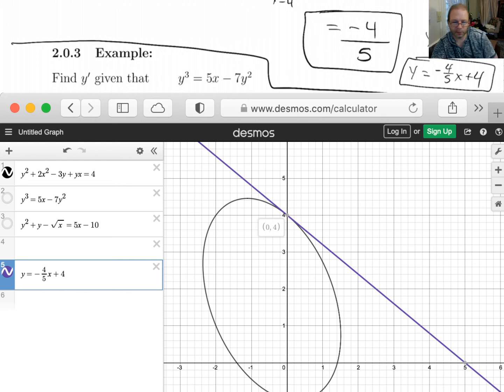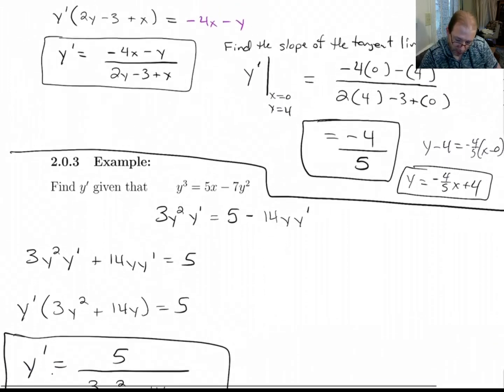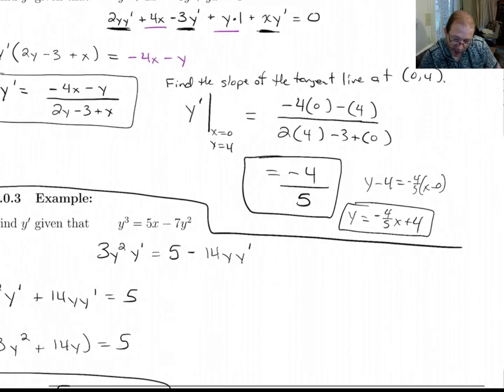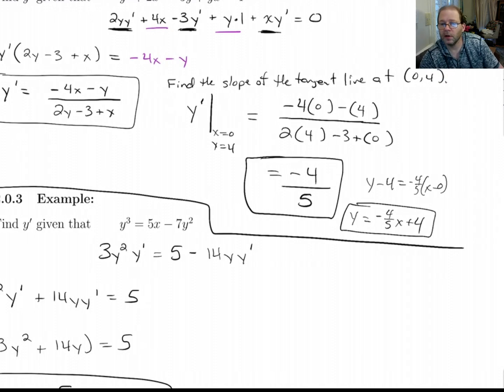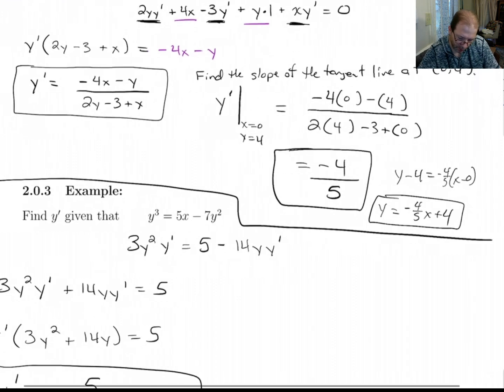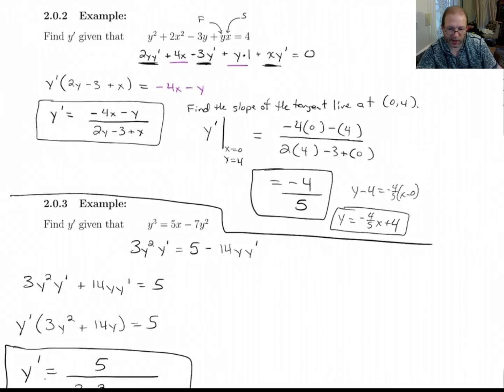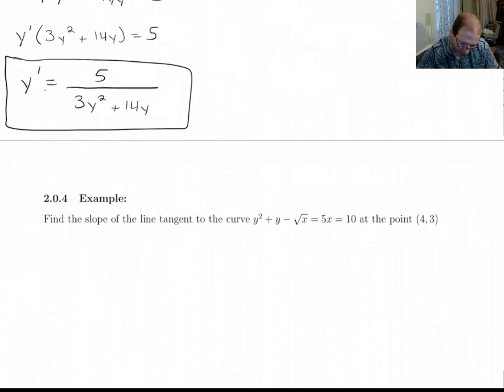Notice on this problem, we had to specify an x and a y coordinate. When I said find the slope of the tangent line at the point 0, 4, the reason I have to do that is because if I just said at the point with x equals 0, on this graph, there are 2 points that have an x coordinate of 0. So we have to specify both of them. All right, we've got several more examples to do, but I'm going to stop this video and we'll do the next example on video 3.